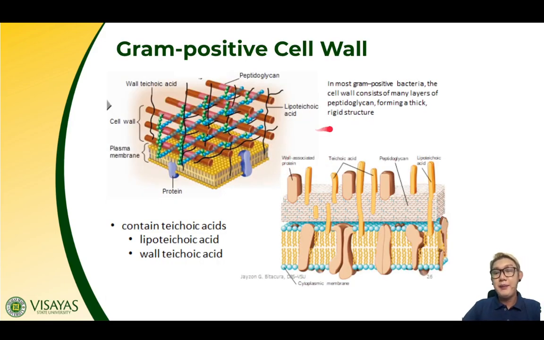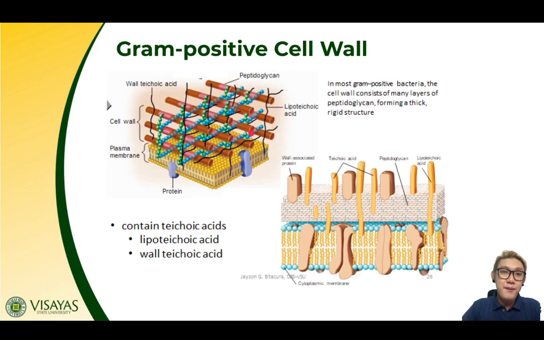Now, there are two types of cell walls in bacteria. So, a cell wall could be gram-positive or gram-negative. How do they differ from each other? A gram-positive cell wall has a thick layer of peptidoglycan, many layers. So, they form a thick and rigid structure.